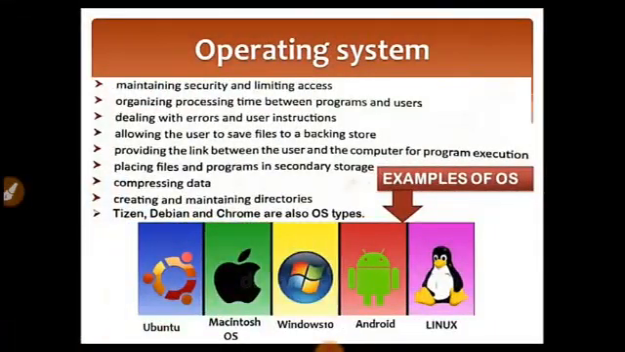Okay, next is maintaining security and limiting access. Here, whatever security is needed, you give some password. It makes sure that only when they type the correct password are they able to open that particular file, program or access that particular drive. Then dealing with errors and user instructions. When we give some instruction, it sees that the work has been done. So these are all the different work done by the operating system.